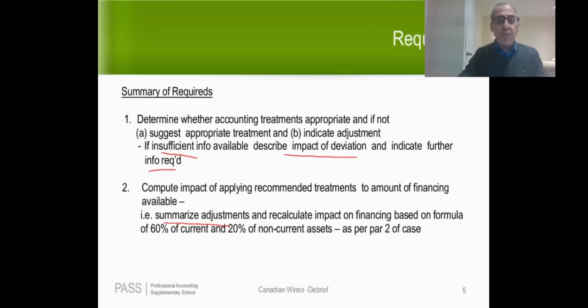You were told in paragraph 2 of the case that they're able to get 60% of current assets. Financing is based on 60% of current assets and 20% of non-current assets. So if either of these two increases or decreases, that will affect the amount of financing. If an item is reclassified between current and non-current, that will also affect the amount of financing.